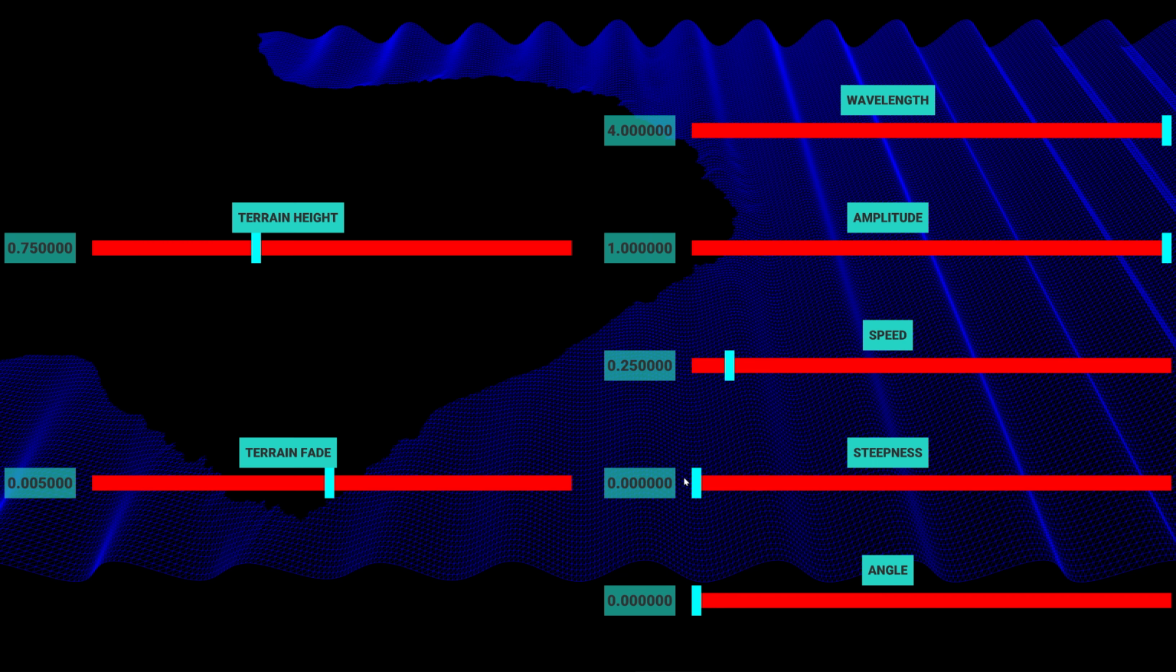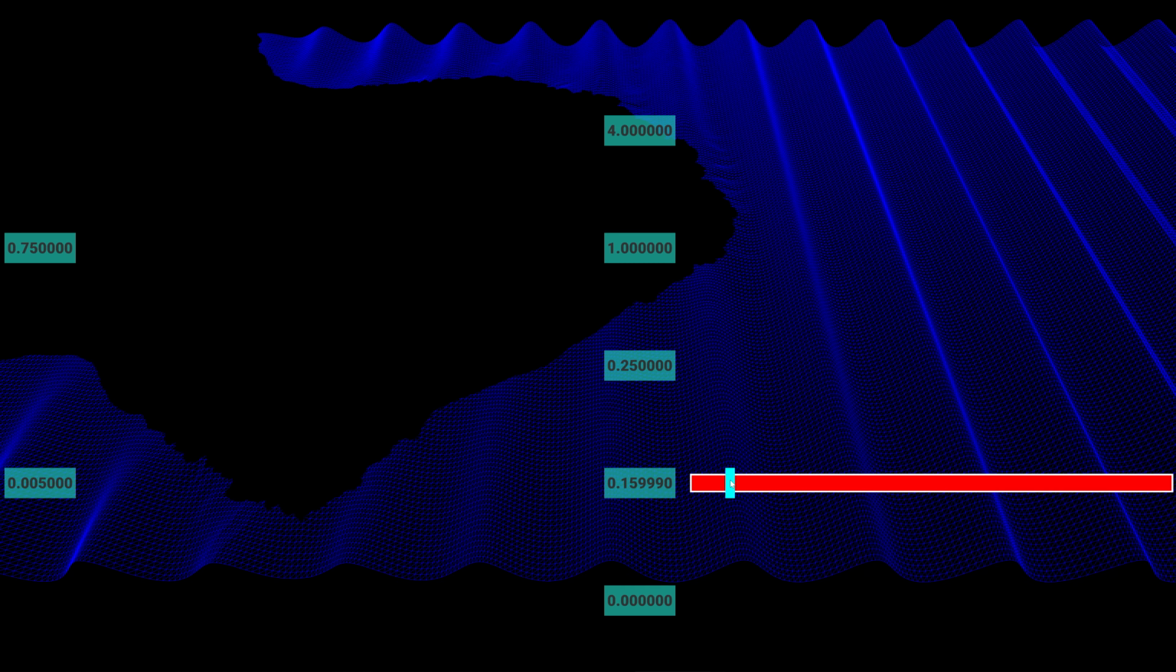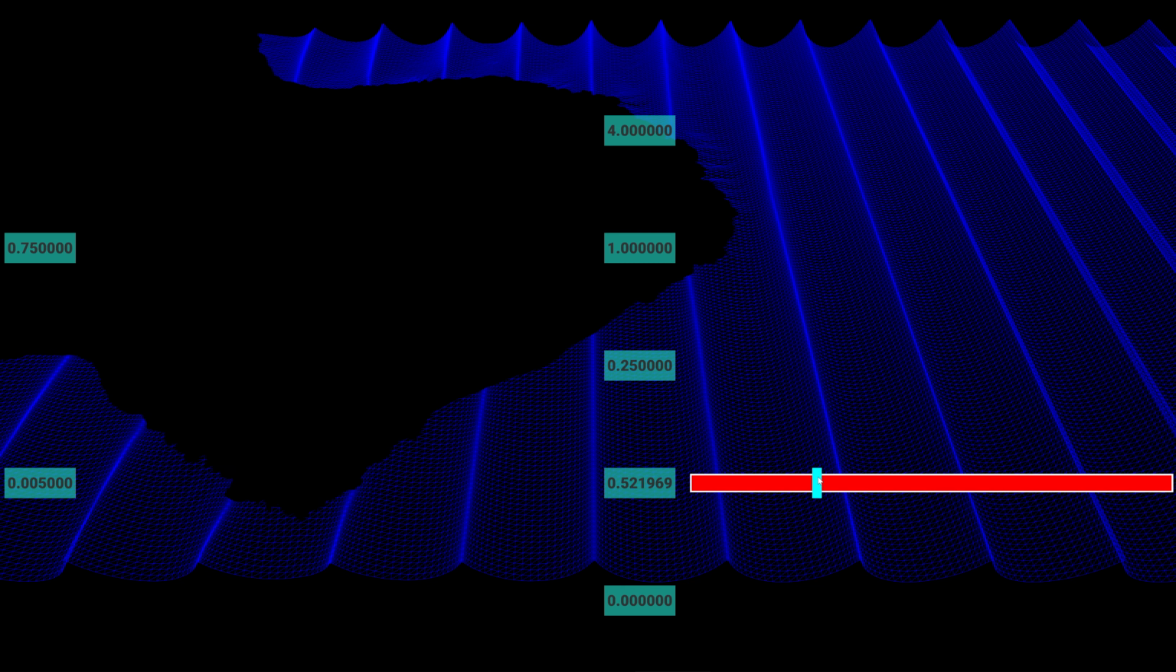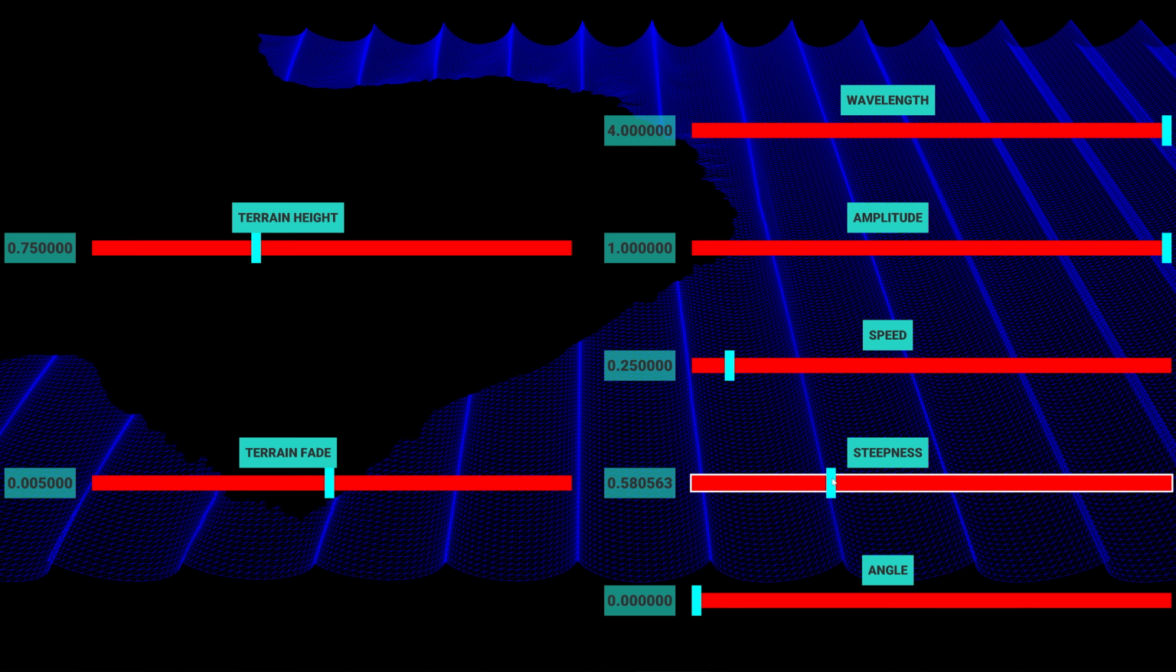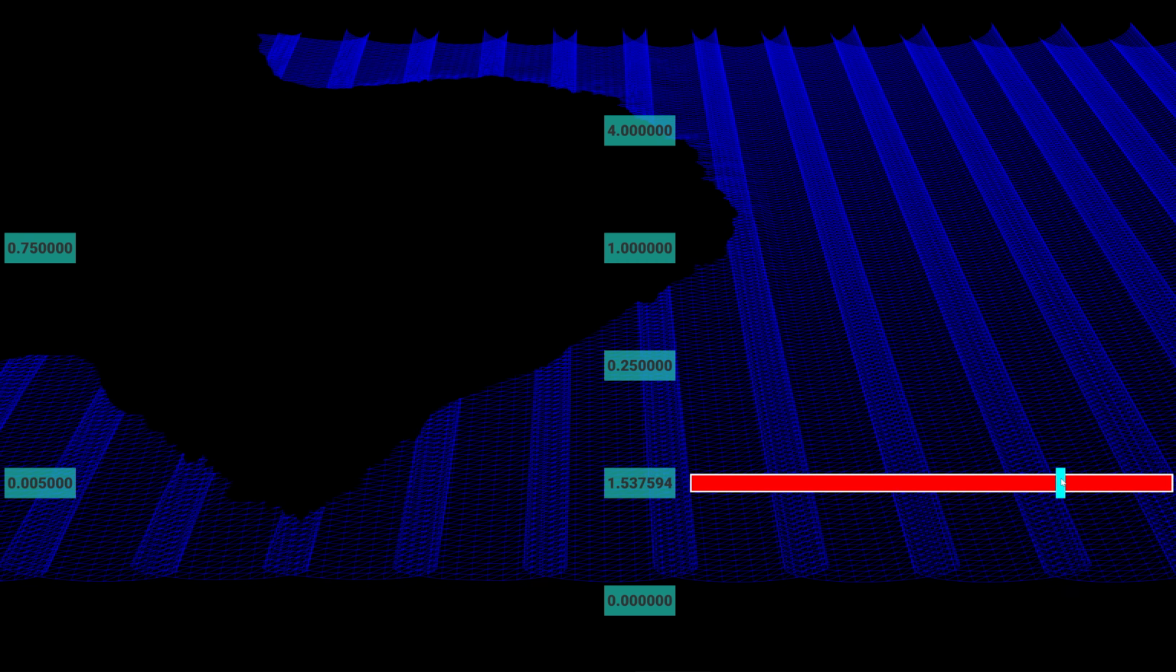The wavelength controls how far apart the peaks of the waves are. The amplitude is how tall they are. Speed is how fast they move. The steepness changes how much the waves compress together to form the sharp peaks, although you have to be careful not to compress too much or the waves overlap.